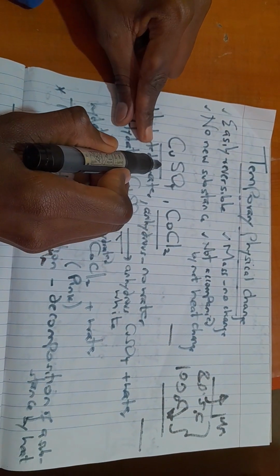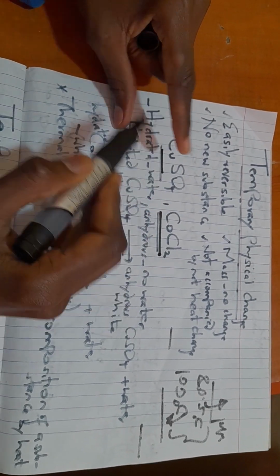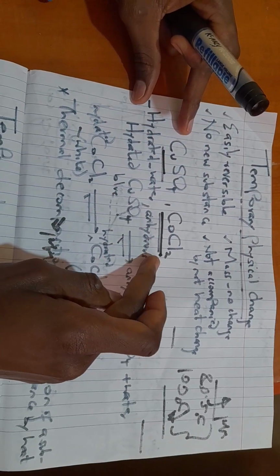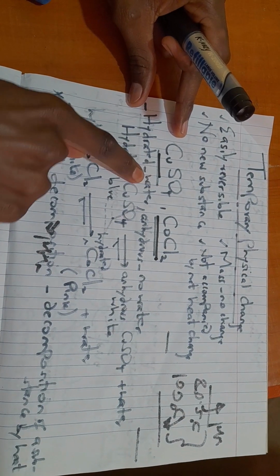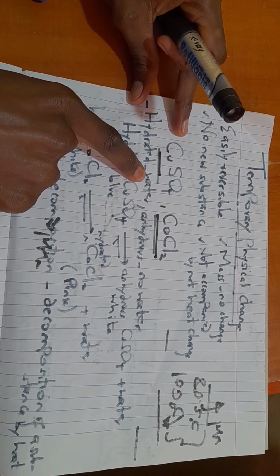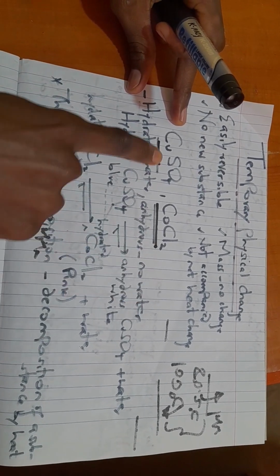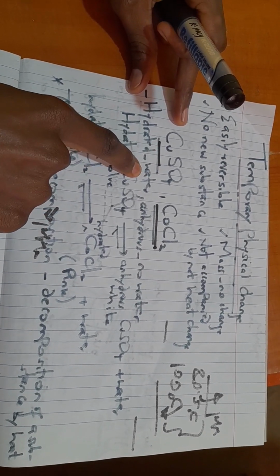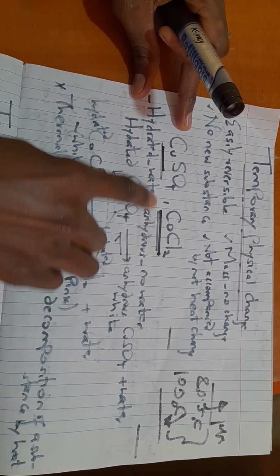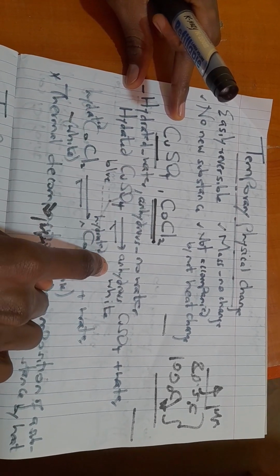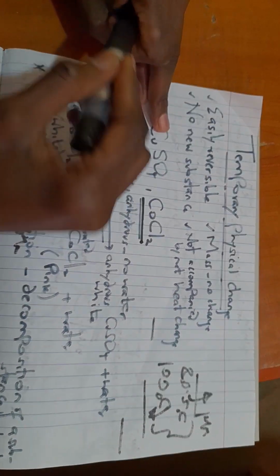The first thing that you need to understand is that copper(II) sulfate can never undergo temporary physical change. Cobalt(II) chloride cannot undergo temporary physical change. It can never, because these ones here, we will learn them more in the second part of our process on the temporary chemical changes. Hydrated means it has water, and anhydrous means it has no water. When hydrated copper(II) sulfate undergoes heating, it will change its color from blue to white.